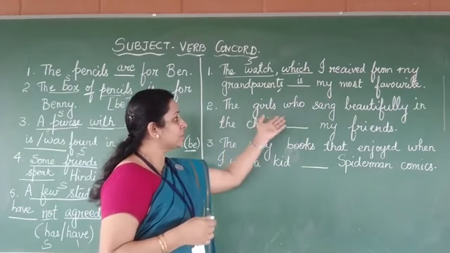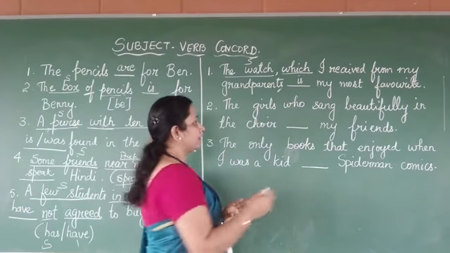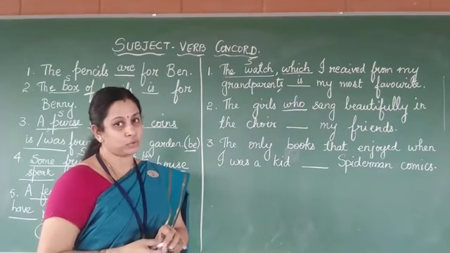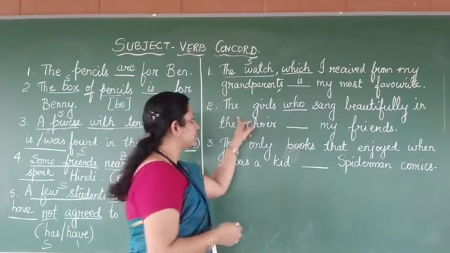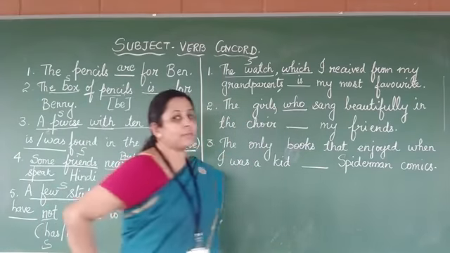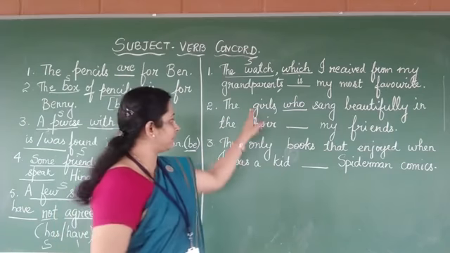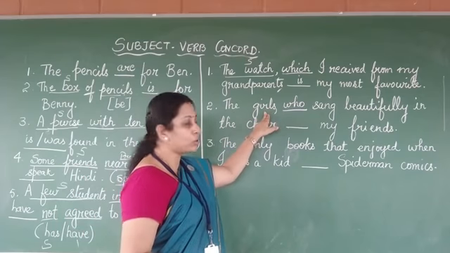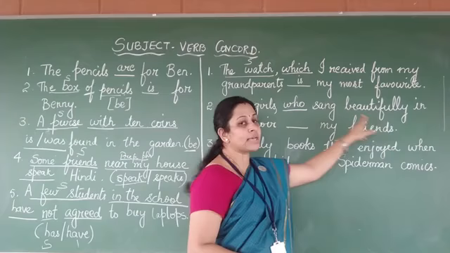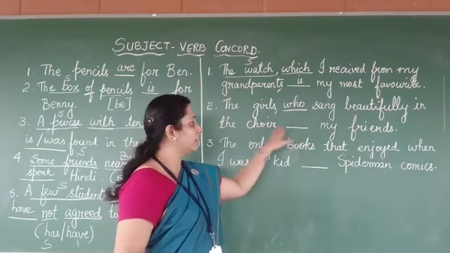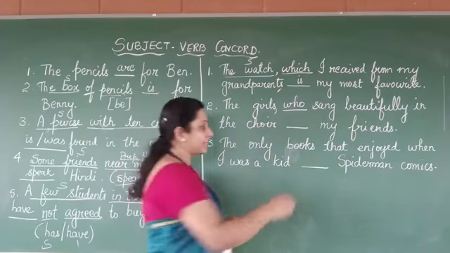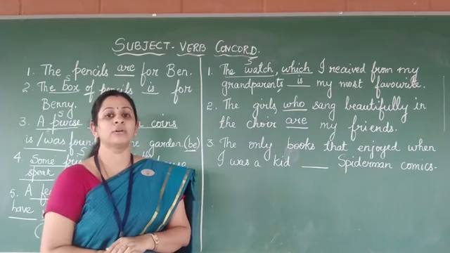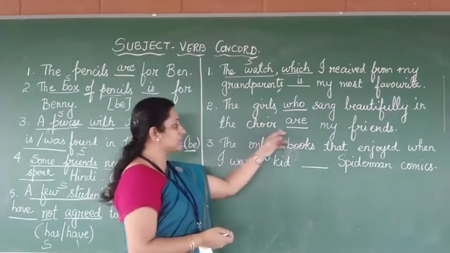Next one. The girls who sang beautifully in the choir dash my friends. Who is your relative pronoun? The girls who. So who can be singular as well as plural. But we have here the girls. So we are talking about a plural subject here. The girls who sang beautifully in the choir dash my friends. I think you got the answer by now. We have a plural subject, so the being verb that goes well with this subject is are.